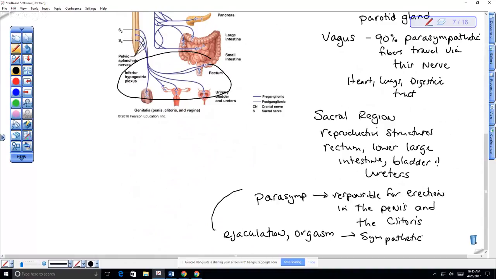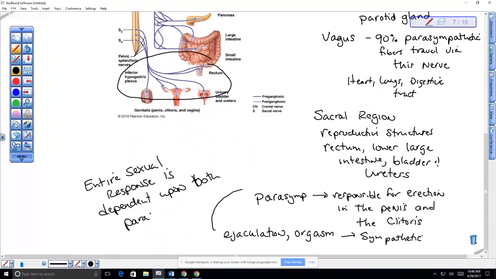So what I'm going to write here is that the entire sexual response is dependent upon both parasympathetic and sympathetic divisions.